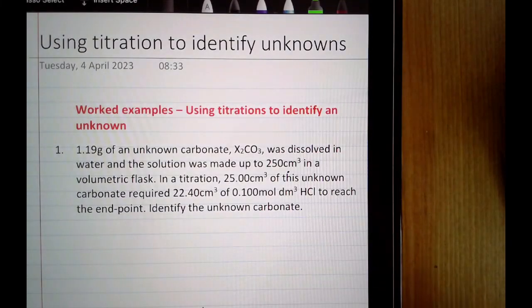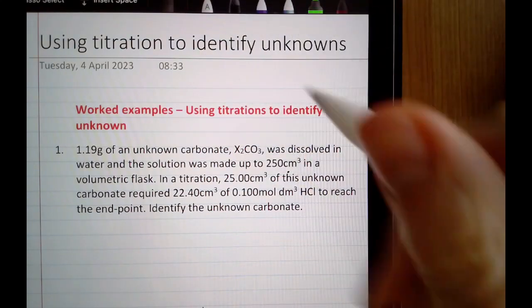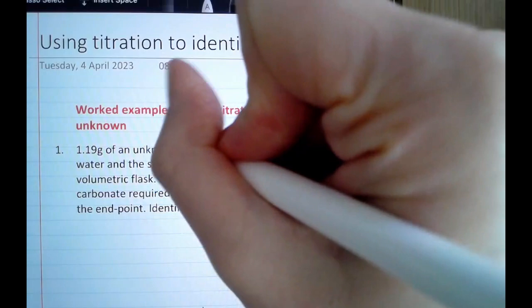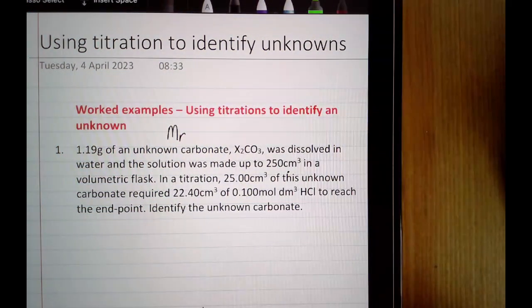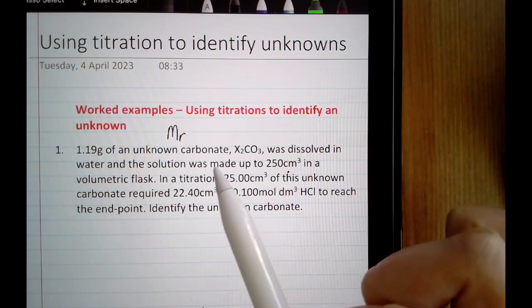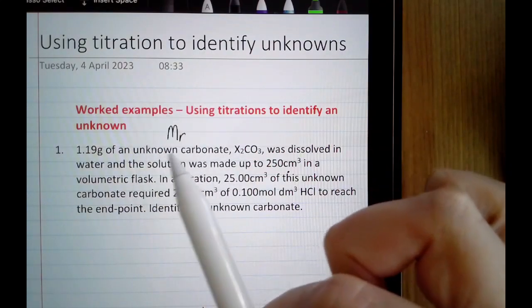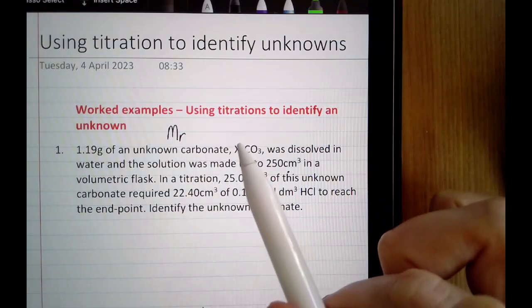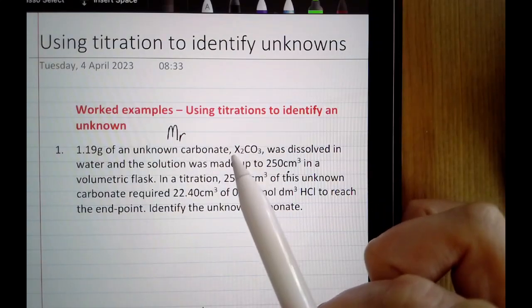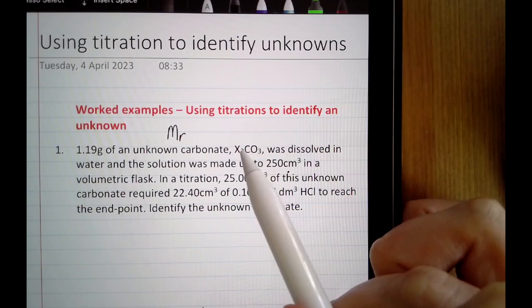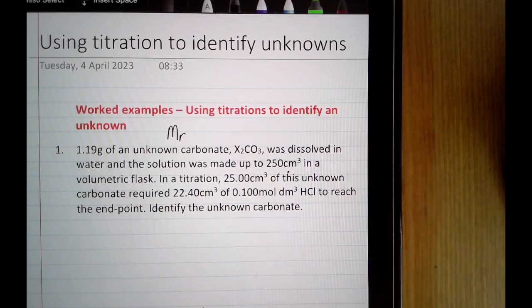In this video, I'm going to do some titration calculations used to identify an unknown. When you're trying to identify an unknown, ultimately, you're going to try and find the relative formula mass. Once you know the relative formula mass, you should be able to work backwards and work out what you've got. So in this case, I've got an unknown carbonate. If I know the formula mass of the entire thing, I'll be able to work backwards and get the formula mass of X and then work out what X must be.